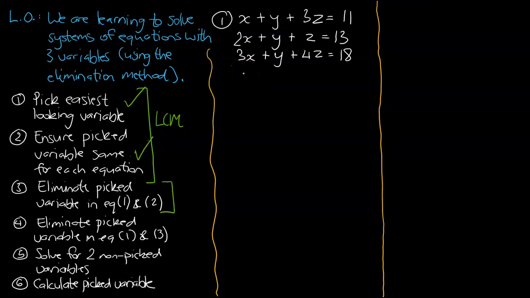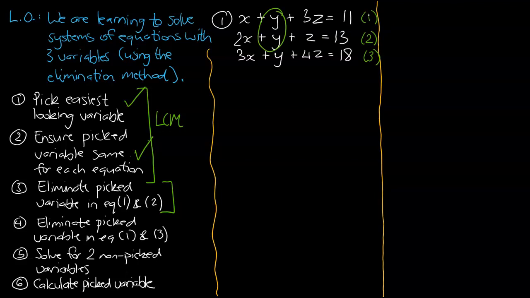So we're now thinking about step number 3, and that is when we're eliminating equation number 1 with equation number 2. So let's label equation number 1, equation number 2, and equation number 3. And as I said, we're going to deal with the first 2 equations.